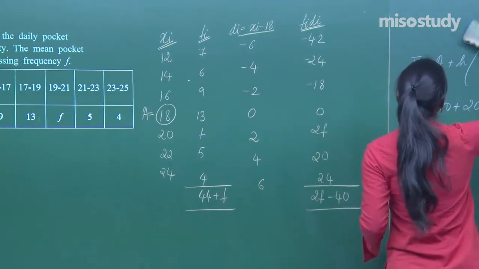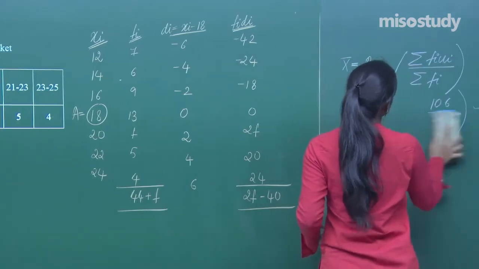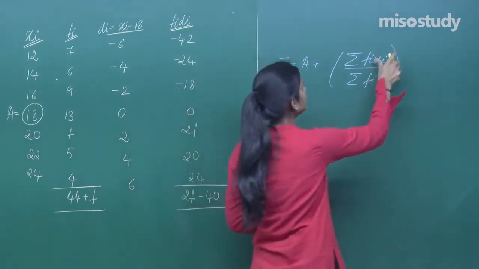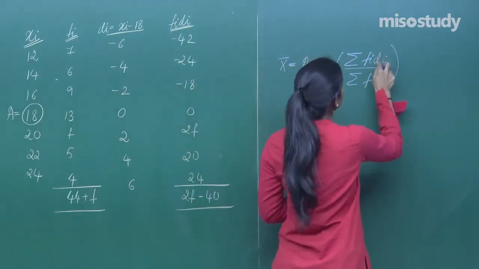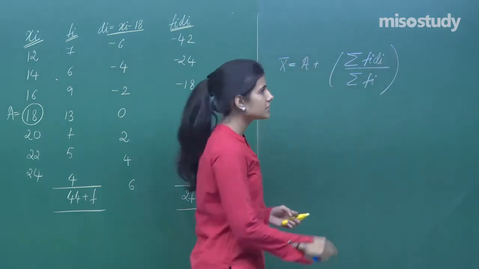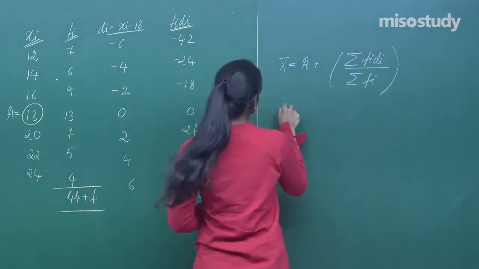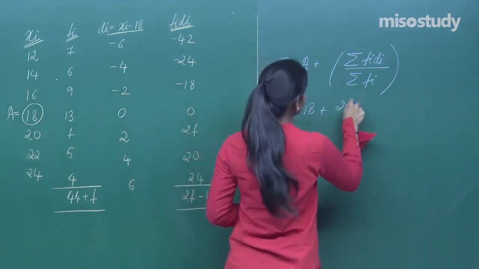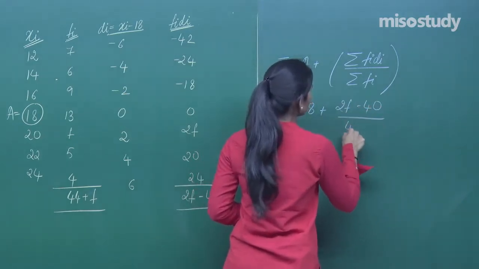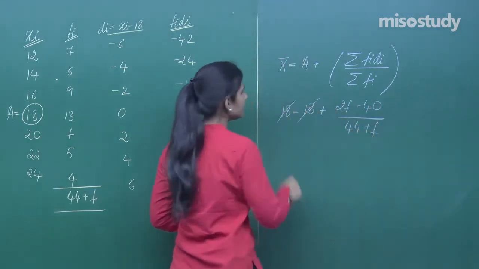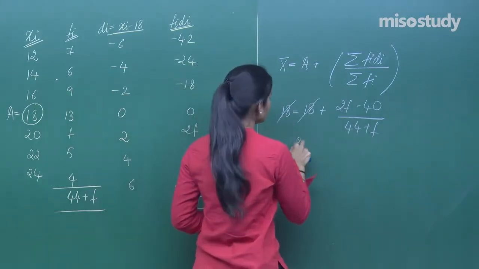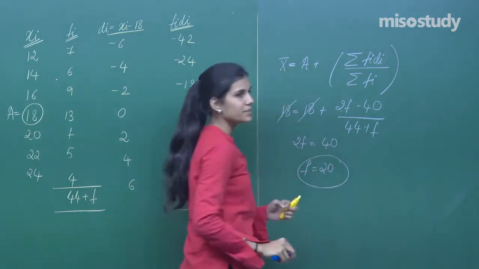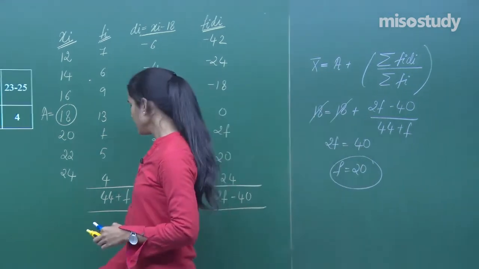Now I know that by the assumed mean method, this is the formula: a plus summation fi di upon summation fi. So mean is already given to you as 18, assumed mean is 18, summation fi di is 2f minus 40 upon 44 plus f. Clearly 18, 18 cancels out, this comes here, it is 0, you get 2f is equal to 40 or f is 20. So your missing frequency is 20. Let's move to the next question.